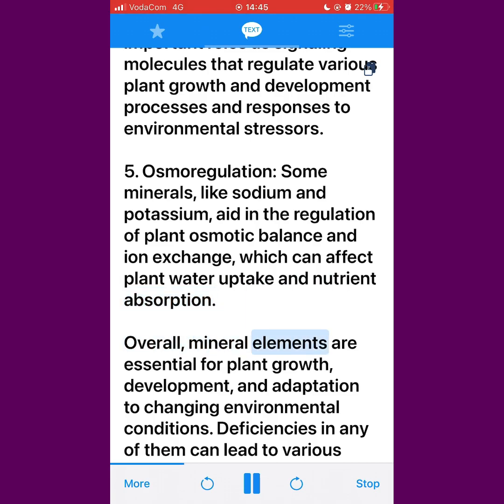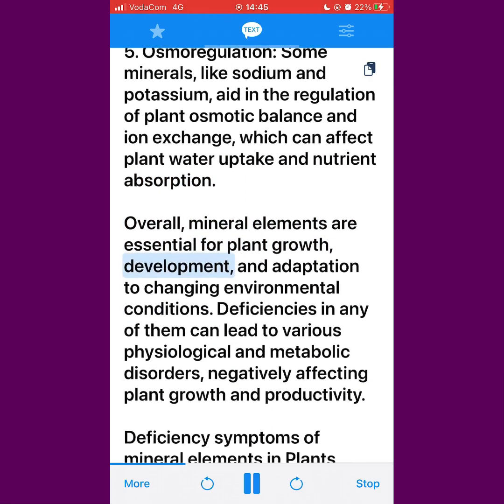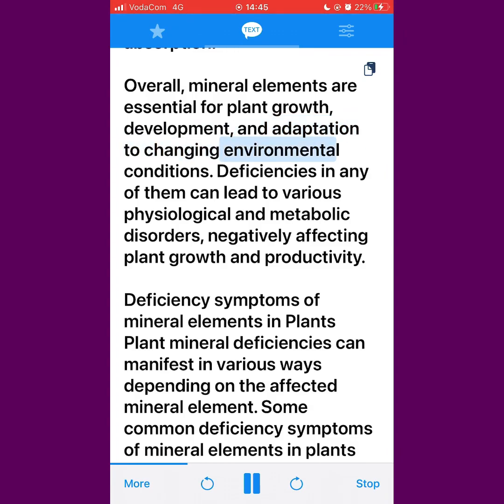Overall, mineral elements are essential for plant growth, development, and adaptation to changing environmental conditions. Deficiencies in any of them can lead to various physiological and metabolic disorders, negatively affecting plant growth and productivity.